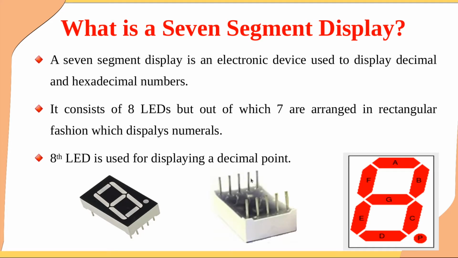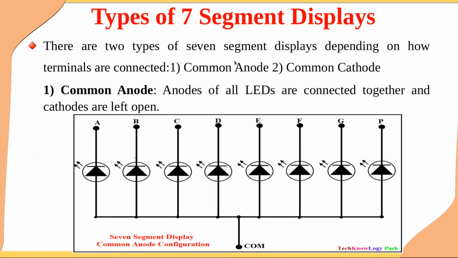If you see, dear students, it has got 10 terminals, 10 leads, 1, 2, 3, 4, 5 and this side 5. So we require 8 pins for connecting these 8 LEDs and 2 pins are common, one here and another on this side. 2 ground or common pins are there and 8 LED pins. There are 2 types of 7 segment displays depending on how terminals are connected. First one is common anode, another one is common cathode.